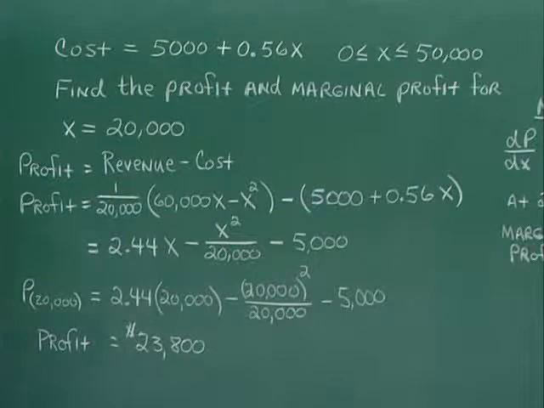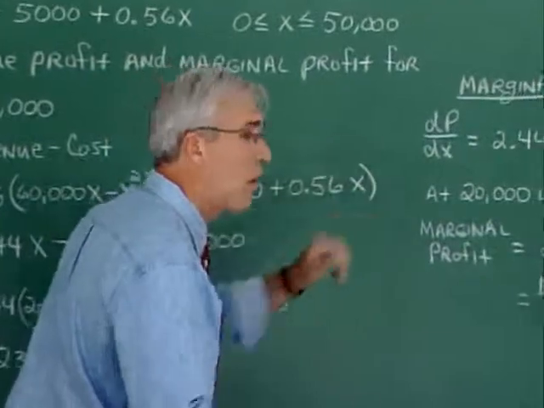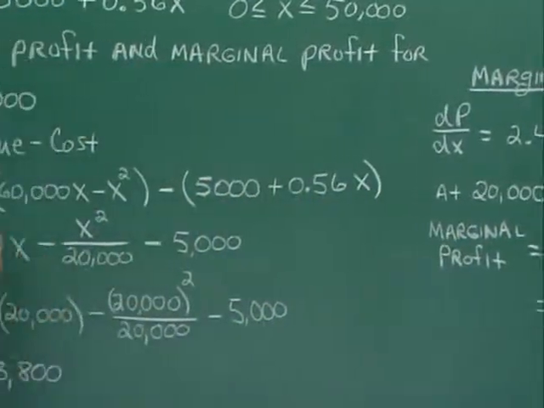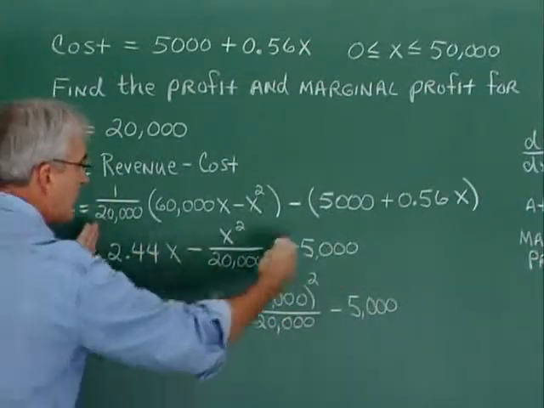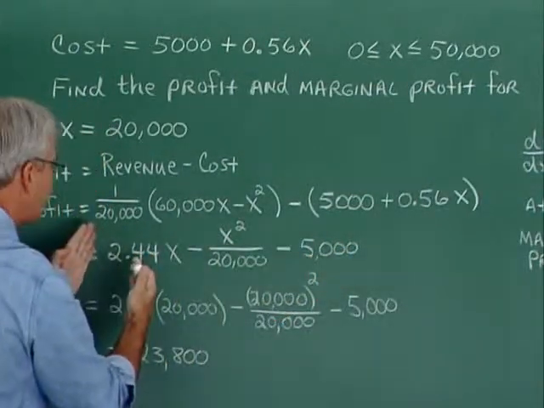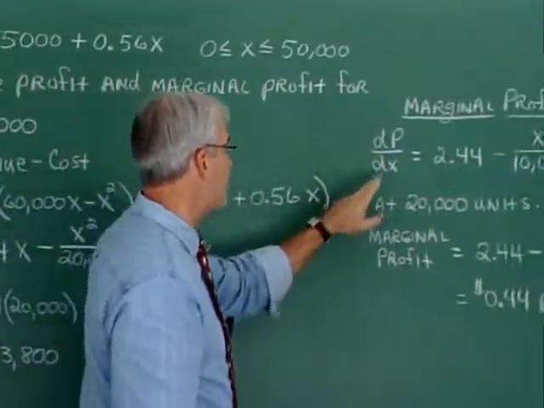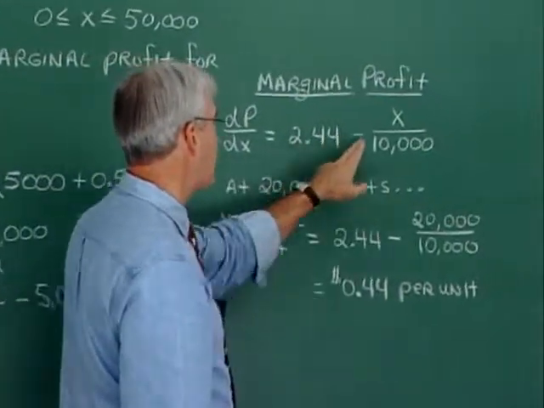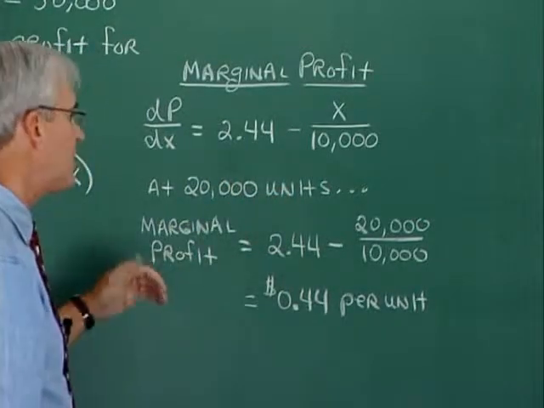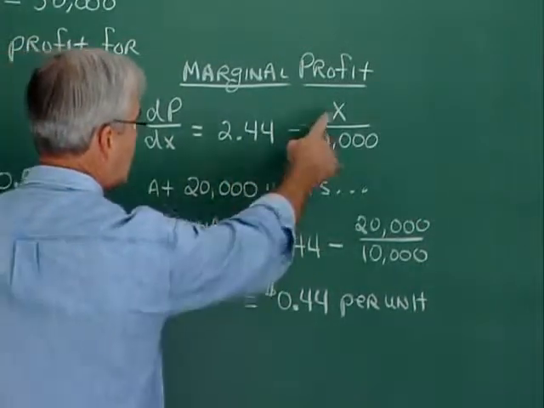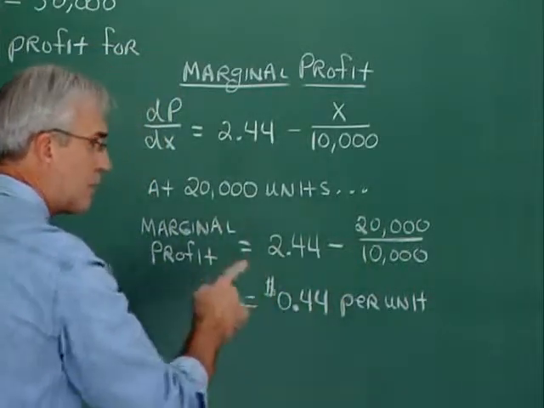Now, what about marginal profit at 20,000 units? Well, before we go over there, wait. Take a look at this. We're going to take the derivative of this, and I just want you to see it because it's fairly easy to take the derivative of this expression. And that derivative we find right over here. The derivative of P with respect to X is 2.44 minus X over 10,000. So at 20,000 units, the marginal profit is found by just replacing the X up here with 20,000, and we find that marginal profit to be 44 cents per unit.